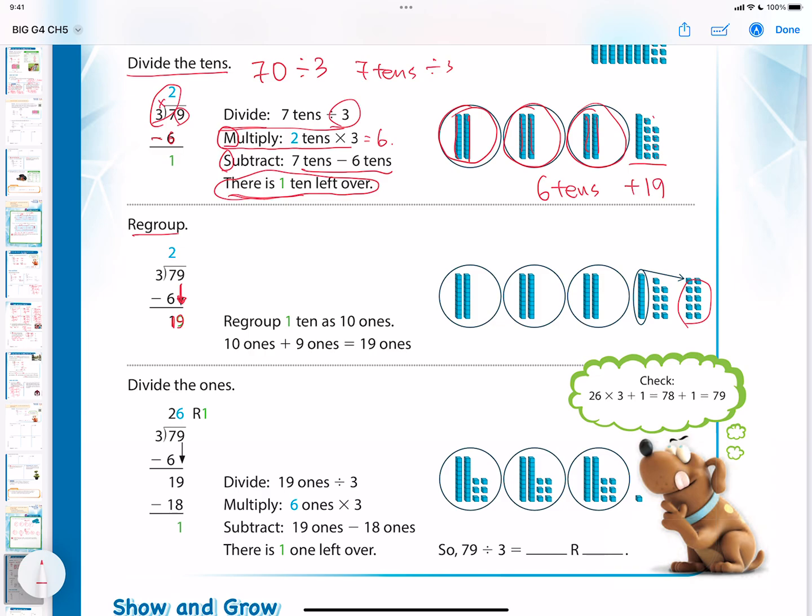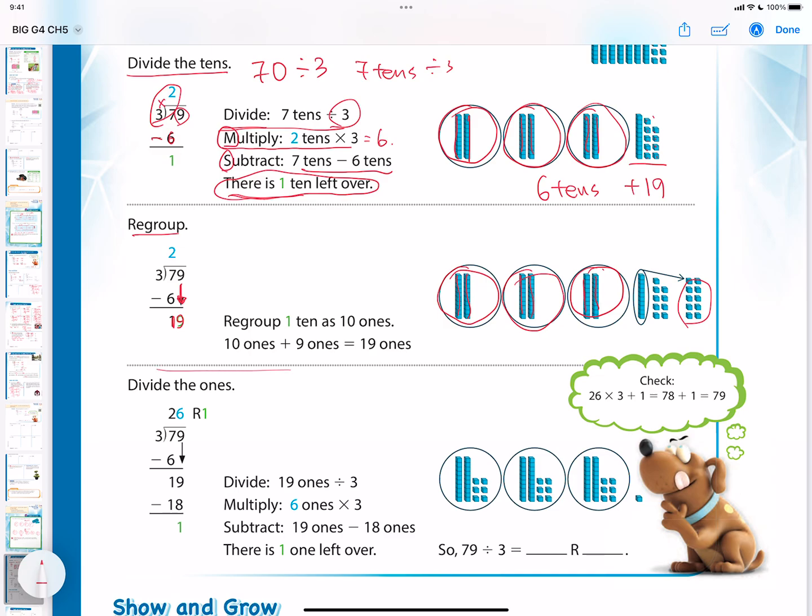So you have 19 ones left, and still you need to divide the 19 into 3 equal groups. So here we have 1, 2, 3 equal groups, and so far we split them into what? 2 tenths each in each group. And we have still what? 19 ones, okay, 19 cookies to divide.